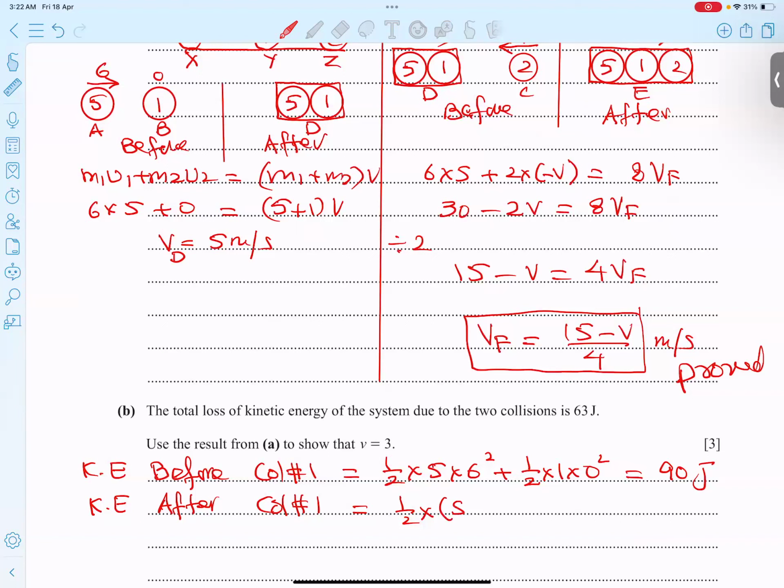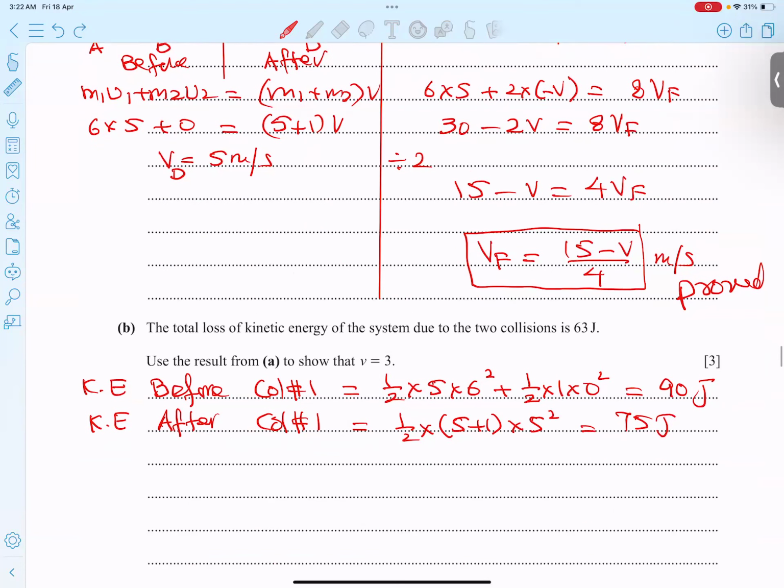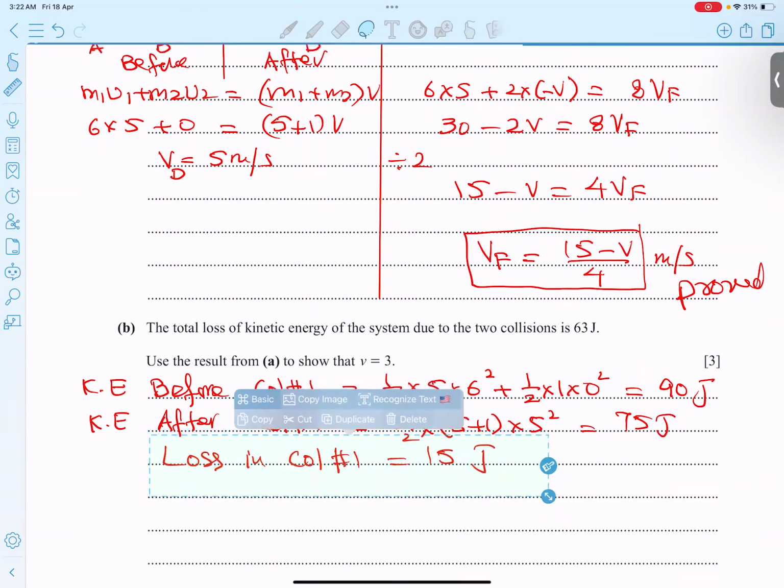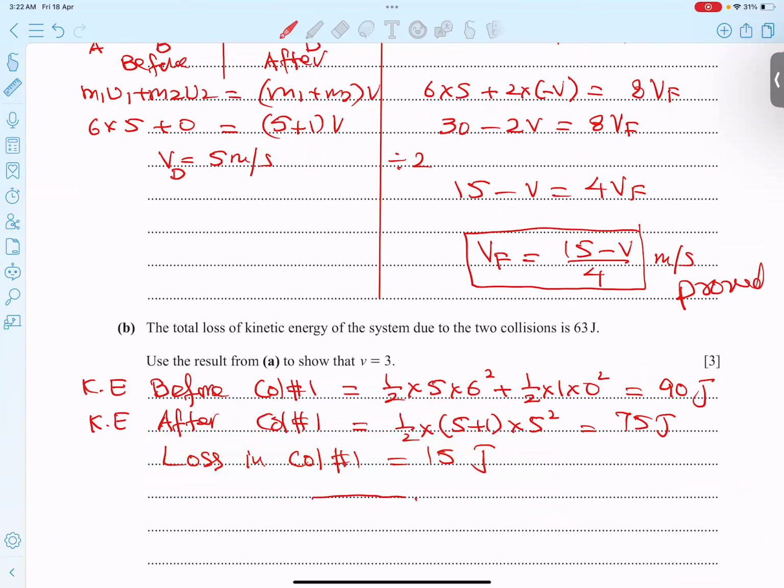Masses are 5 plus 1, 6. Speed is 5 squared. So if you look carefully, this is 6, 3, and 75 joules. Then what is the loss if I get a subtraction here? So the loss in collision number 1 is 15 joules, very clear. This part is very clear, students. So this is done. Now let's talk about the second part.